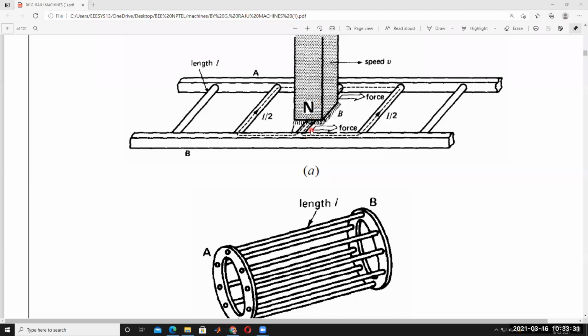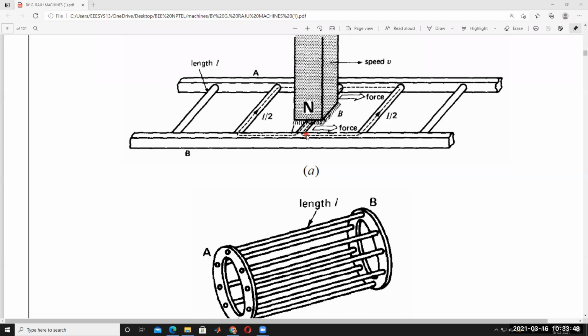That's why the relative speed is zero, and there is no displacement between these two. That's why this flux does not cut the rotor conductor. It's just stationary.